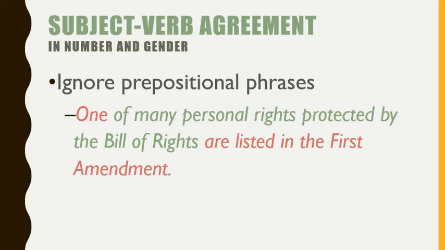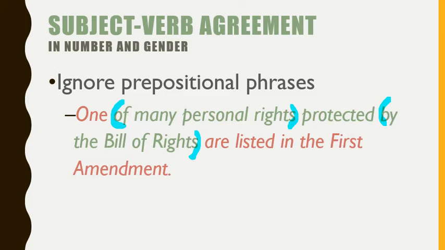More often, it's not the appositive that causes the confusion, but it's the prepositional phrases, such as what you see here. And you need to do the same thing. You need to ignore the prepositional phrases. The sentence reads, one of many personal rights protected by the Bill of Rights are listed in the First Amendment. So here you need to identify your prepositional phrases, which is of many personal rights. Okay, I guess you could stop there. Okay, protected by is another prepositional phrase. Okay, by what? By the Bill of Rights.